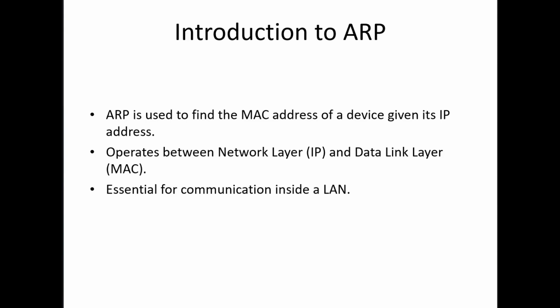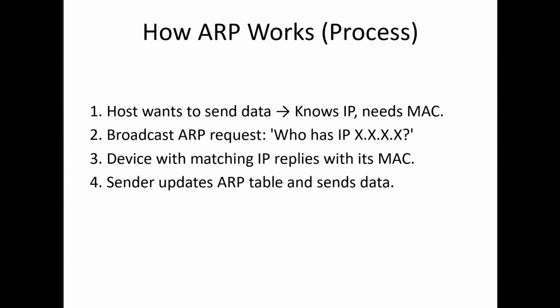That is where ARP comes in. ARP acts as a translator. It takes an IP address and finds the matching MAC address of that device so that the data can be transferred to that receiver. It mainly operates between the network layer and the data link layer, and it is very essential for data to be communicated inside the LAN or a local network.